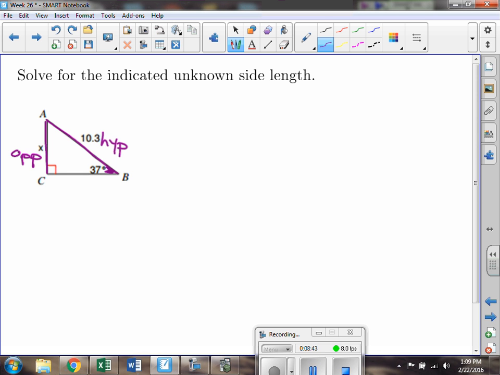Recognizing that we have opposite and hypotenuse, that tells us we need to use the sine, not the sin. Well, sine of what? Sine of 37 degrees equals x over 10.3. Okay, so we'll multiply by 10.3 to isolate the x by itself.